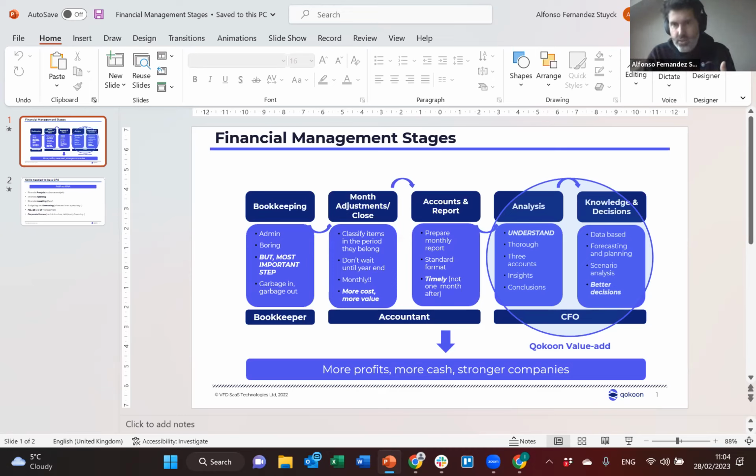And this is where we're trying to differentiate. Let me explain the key three differentiators that we have, and then I'll jump onto the demo. The first one is we generate, like ChatGPT, we generate sentences. We don't have room for ChatGPT getting it wrong, because, like I said, Qokoon is a search engine within the company accounts. And with numbers, there's no room for misinterpretation.